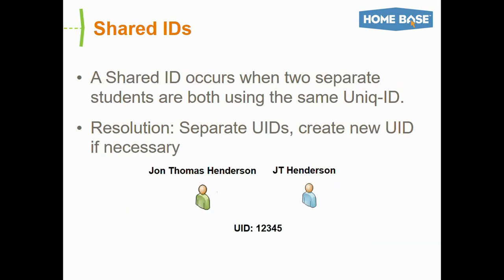For shared IDs, obviously we talked about this occurs when two separate students are using the same UID. And this is just a graphic to kind of illustrate that point. Even though these are similar students, they're different. But they actually share the same UID. So in this case, once this is identified, the user would then go back into PowerSchool and create a new enrollment record for the second student, if necessary.